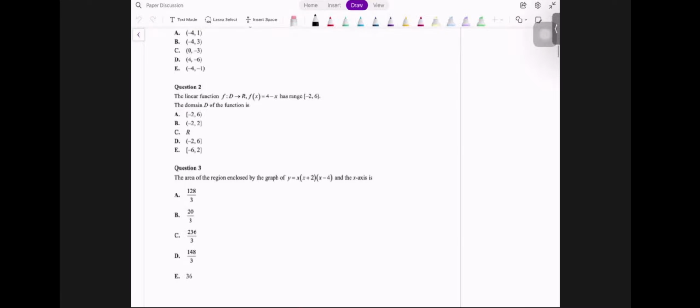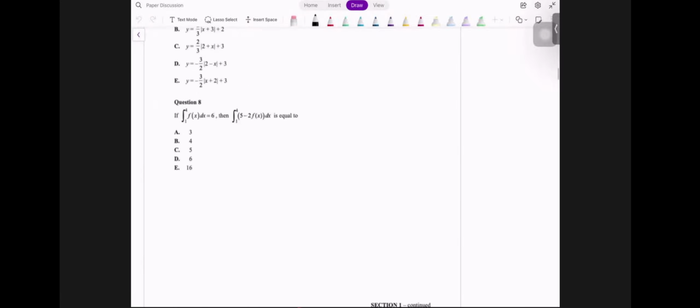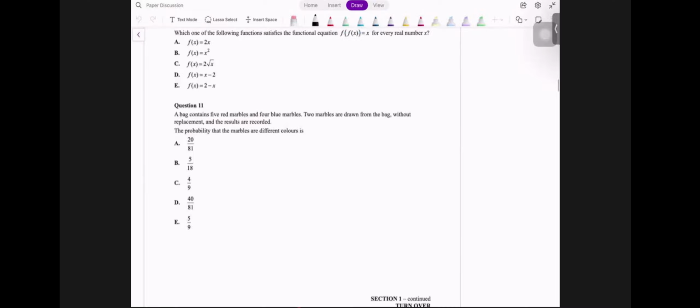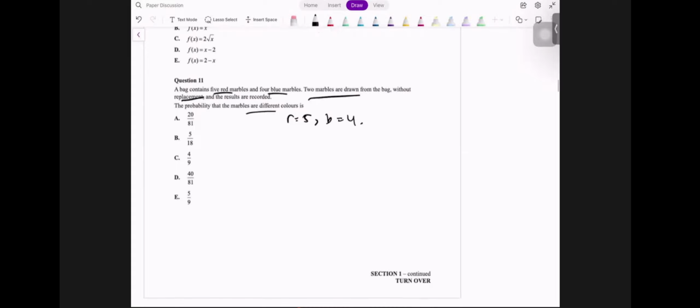First question would be question 11. Okay, so here you have 5 red balls and 4 blue balls, so I'll just quickly label that here. And you have 2 balls that are drawn from the bag without replacement. And so the result, you're looking for when they're different colors.